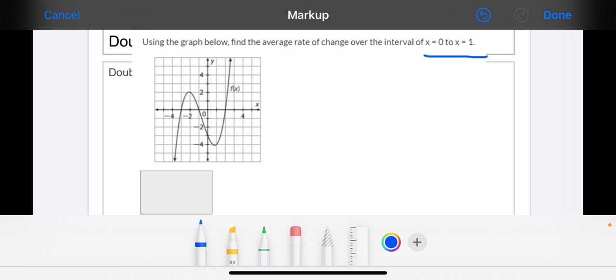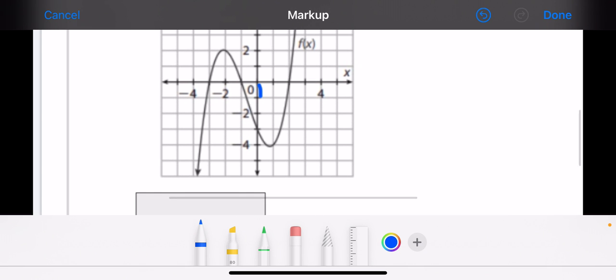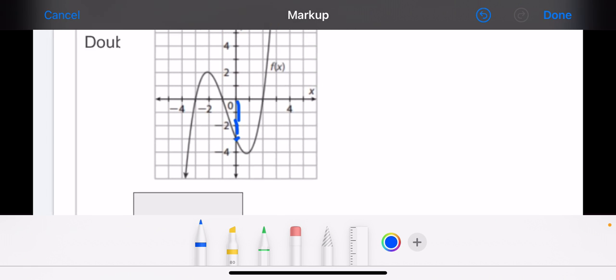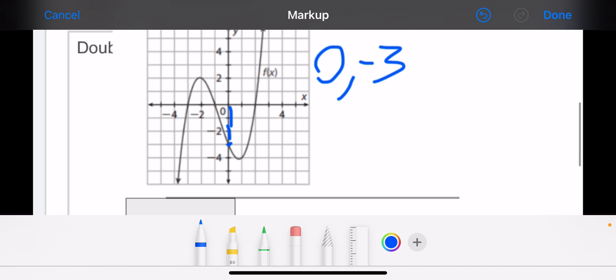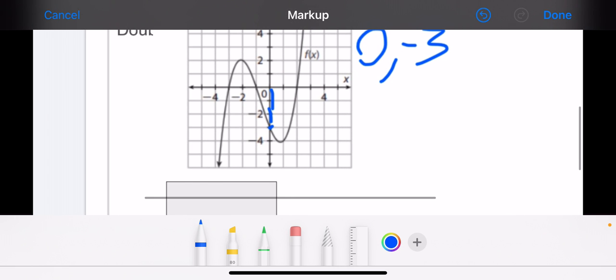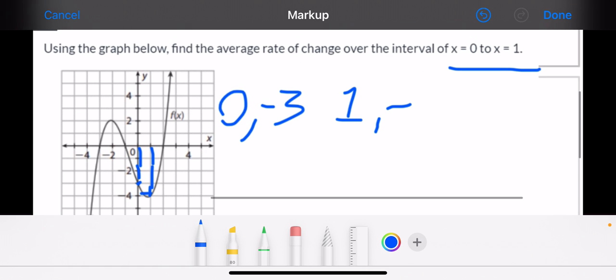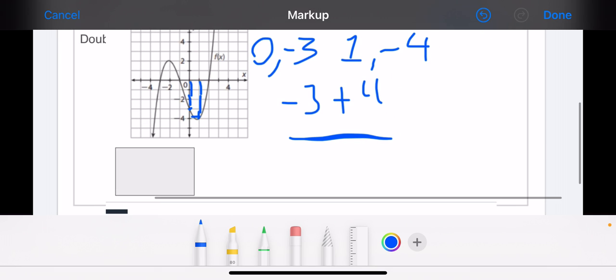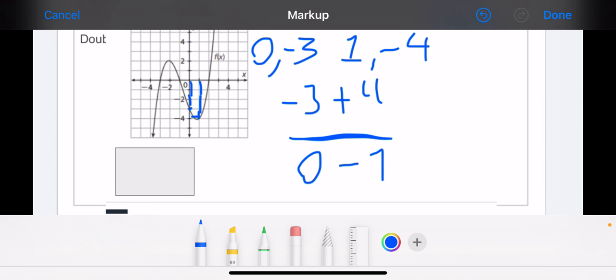Now, 0 to 1. We go to 0, and we look at where this line meets on the y-axis. It would be -3. And then what was our other one, which we found earlier, which was -4. So we set these up, -3 plus 4 over 0 minus 1. So that would equal -1 over -1, which should just equal 1.